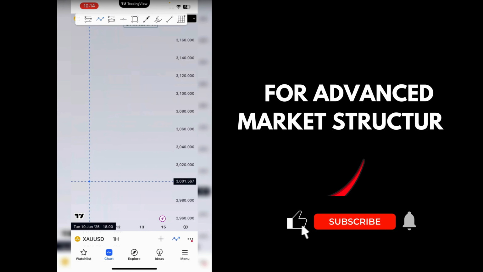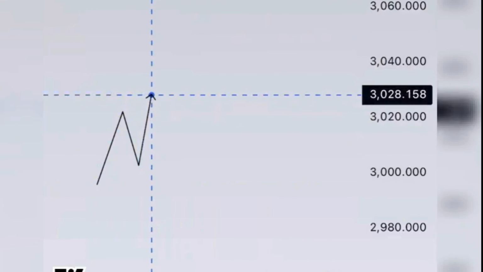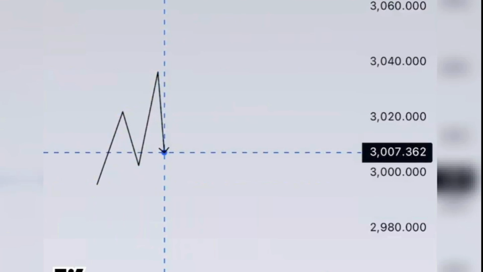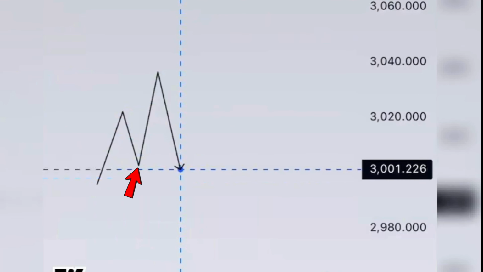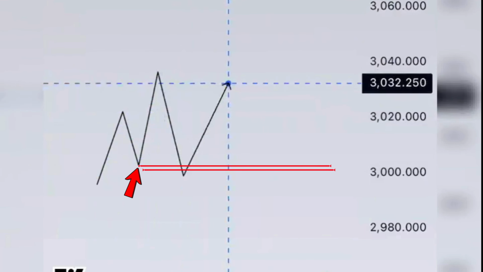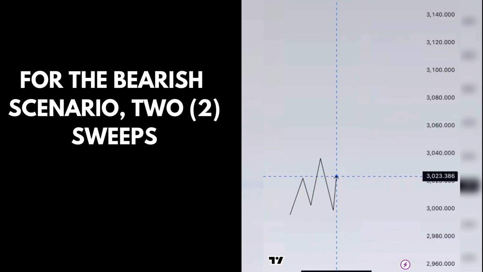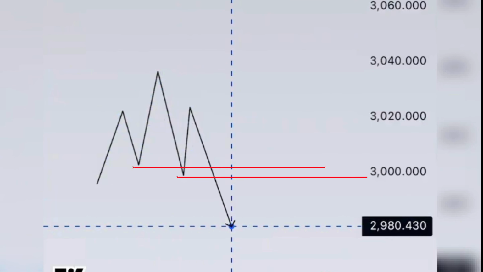For advanced market structure, what you want to see is something like this. Then it's supposed to actually respect here, but you want to see a sweep. So for this sweep, people begin to find ways to sell. The one thing to note is for the bearish scenario, you would like to see two sweeps. You want to see another one to confirm that price is bearish.